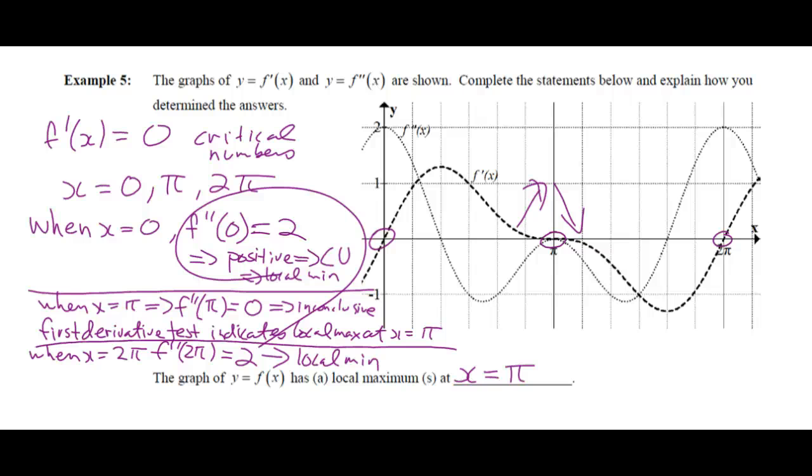Because what do we know? Well, we know that on certain intervals it's increasing, right? When is it increasing? When f prime of x is greater than 0, when it's positive, right? And it's decreasing when f prime of x is negative. And it's concave up when f double prime is greater than 0, when it's positive, and it's concave down when it's negative, right?